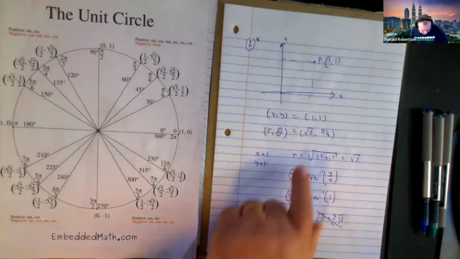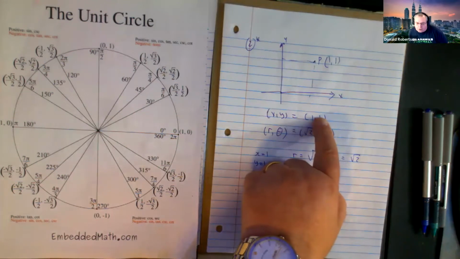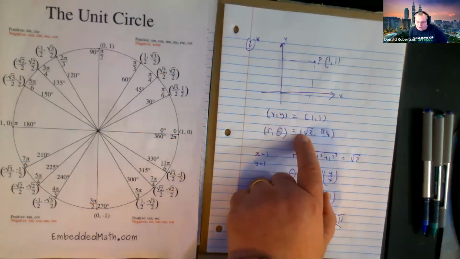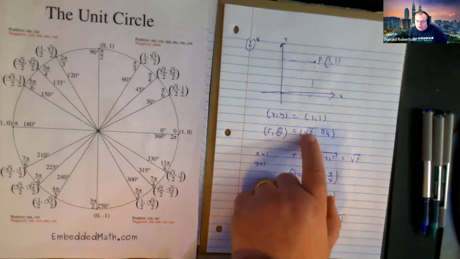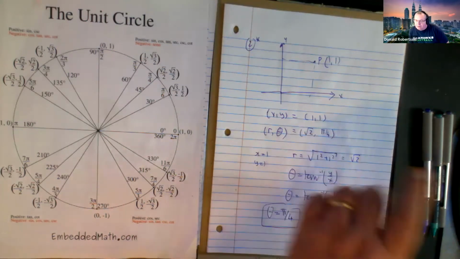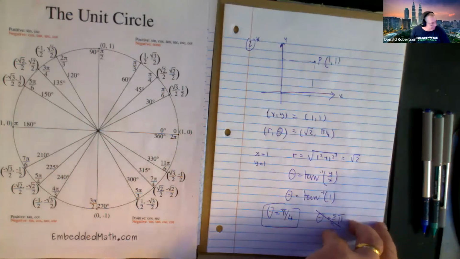So if you want to find what the point 1, 1 is, that's the Cartesian version, in polar, it's the square root of 2, pi over 4. So you always give exact values, right? You don't call it 1.414.